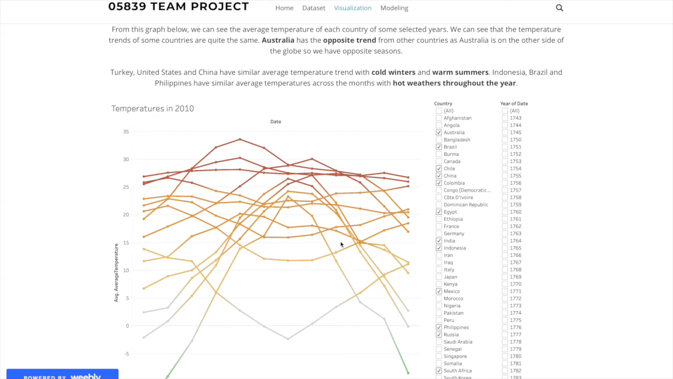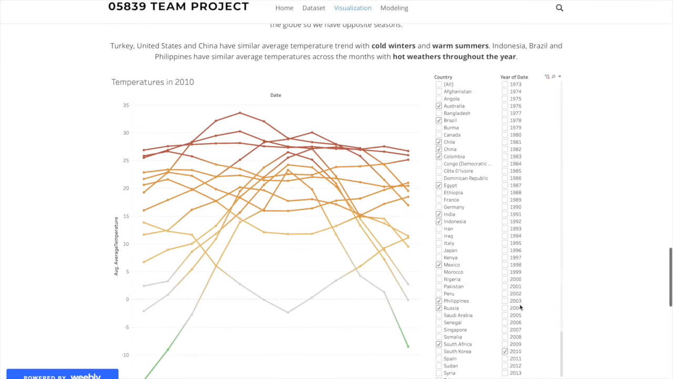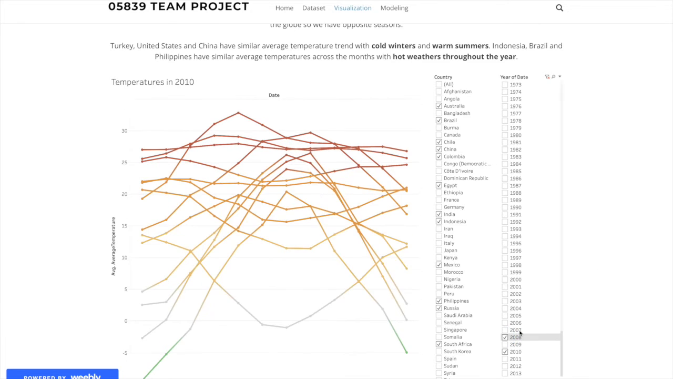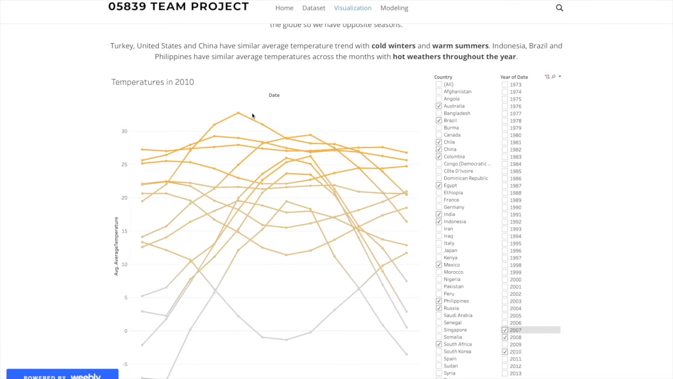For this graph below, we are plotting the average temperature of each country with some selected years. The years can be selected, and the temperature will just take the average of these selected years. For example, I can select 2008 and 2007, and we can see that the total average temperature dropped a little bit rather than just selecting 2010.